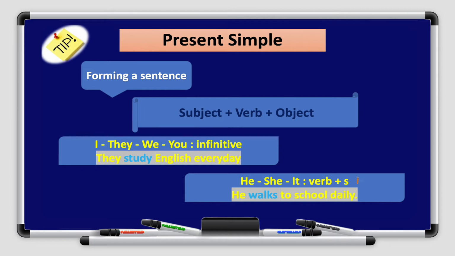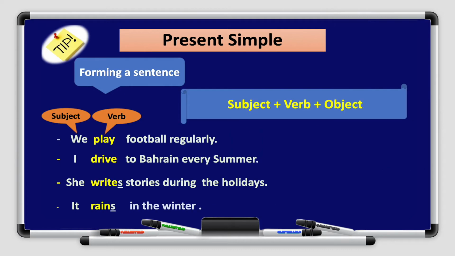Another example, he walks to school daily. Walks is the verb, and here we add s to the verb because the subject is he. Let's study more examples together. We play football regularly. We is the subject, play is the verb, and football is the object. Another example, I drive to Bahrain every summer. I is the subject, drive is the verb.